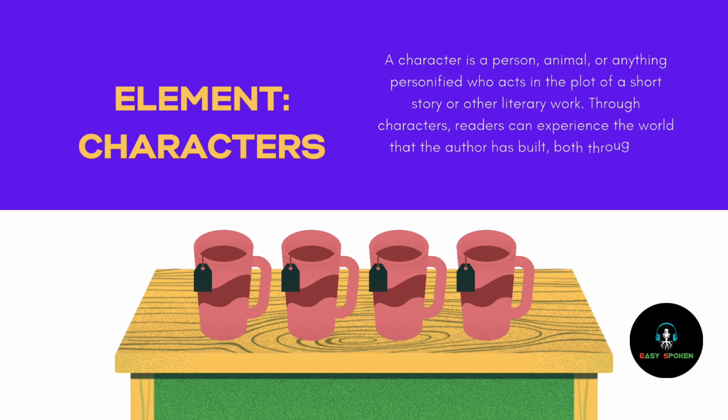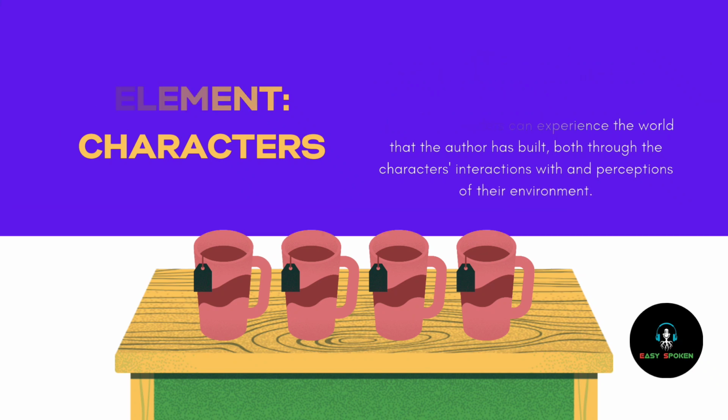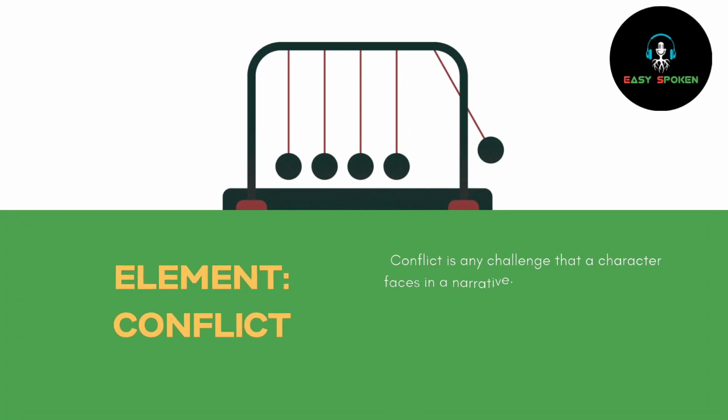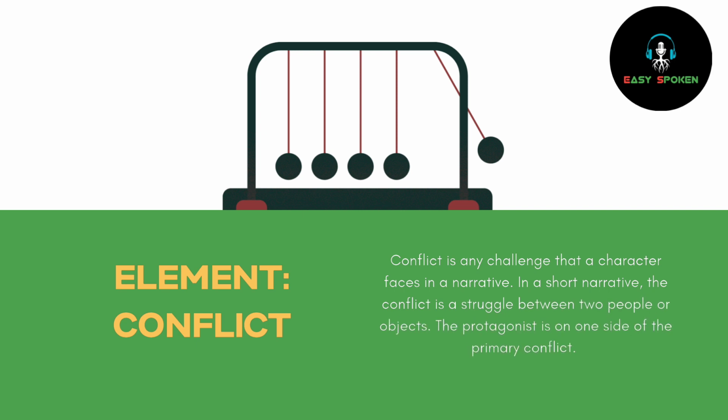Through characters, readers can experience the world that the author has built, both through the characters' interactions with and perceptions of their environment. Element. Conflict. Conflict is any challenge that a character faces in a narrative. In a short narrative, the conflict is a struggle between two people or objects. The protagonist is on one side of the primary conflict.